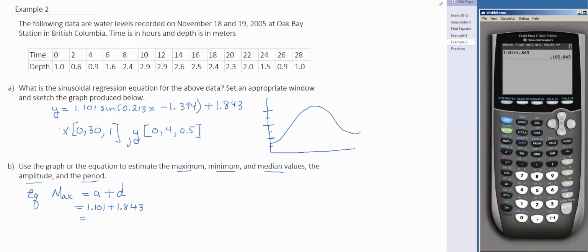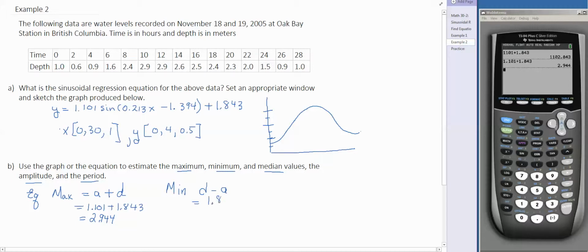I forgot my decimal. Let's just clear this. 1.101 plus 1.843, and so we get a maximum of 2.944.